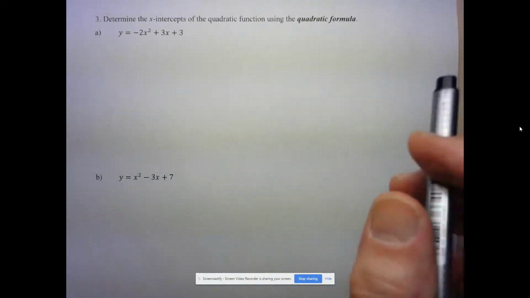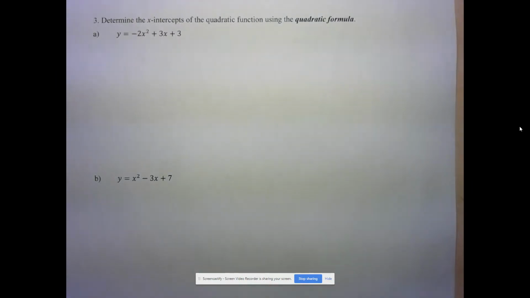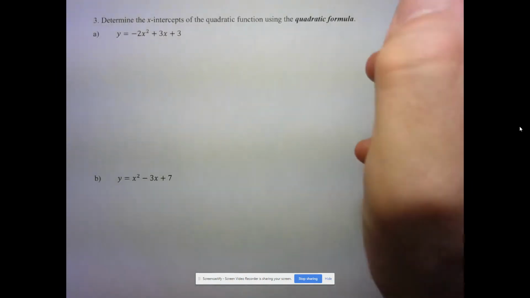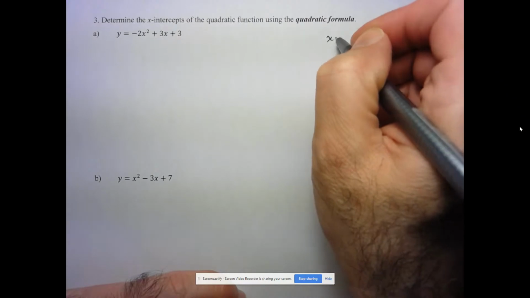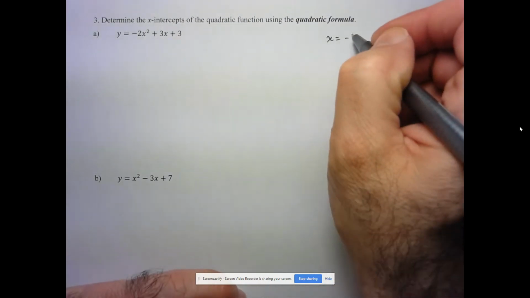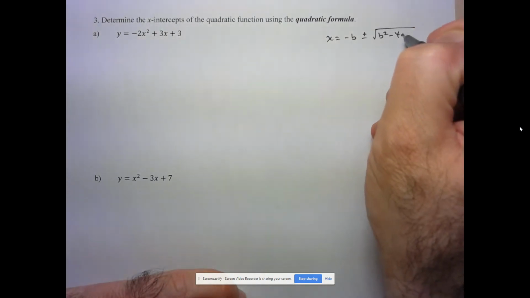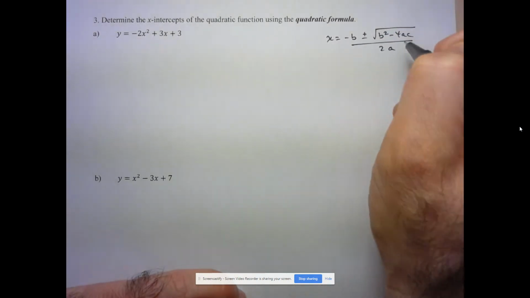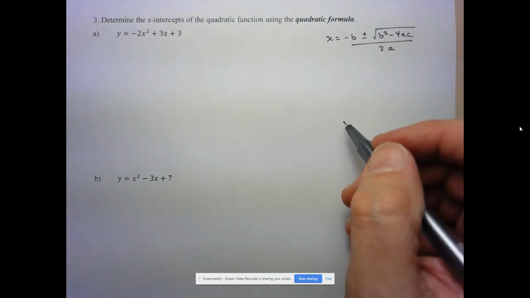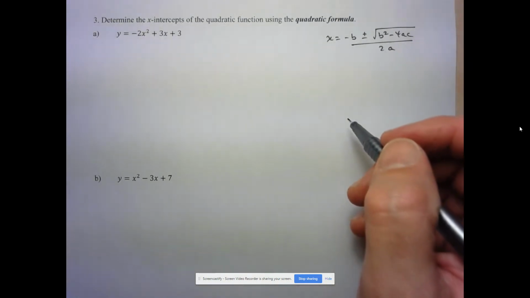So first thing I'm going to do on the side is write out the quadratic formula. As I said, you should start memorizing this. The quadratic formula is x is equal to negative b plus or minus square root of b squared minus 4ac, all over 2a. And you see the way I say it out loud? That's what you should be saying in your head as you're writing it out. And then eventually, you won't even need to do that.